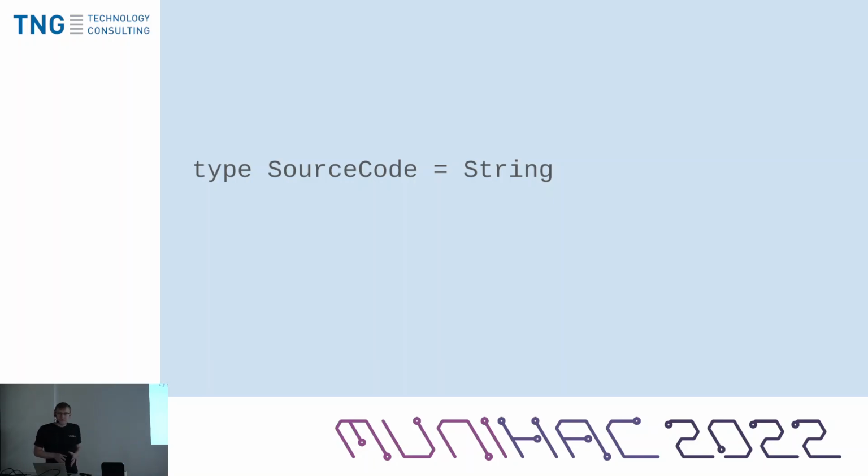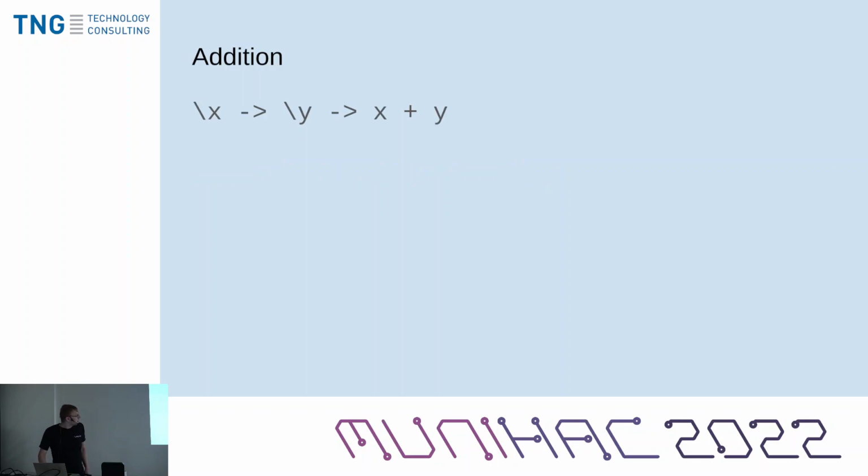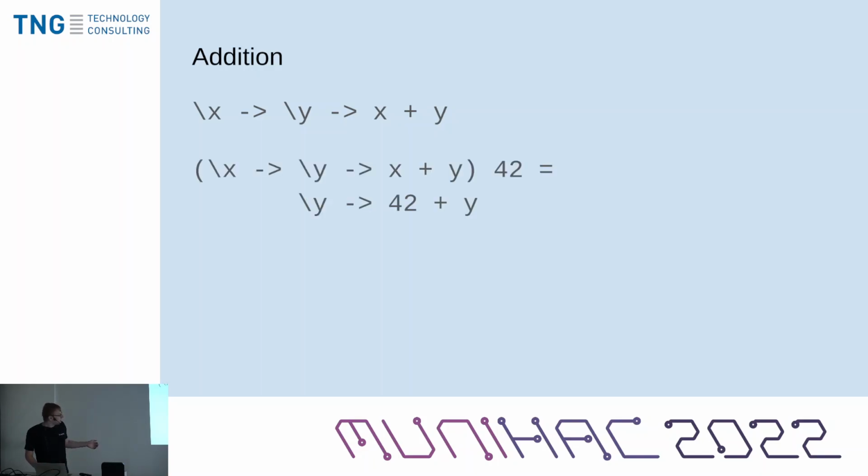Now, whenever you introduce a type, you should think, how can you create values of that type, and how can you transform them? Like, what is the API of that type? Let's start with something simple. Let's try to create a value of type source code, a string. This is the curried addition function. This is a function that takes x and returns a function that takes y and returns x plus y. We can apply it to a single argument, and then we get a function that adds 42 to the input.